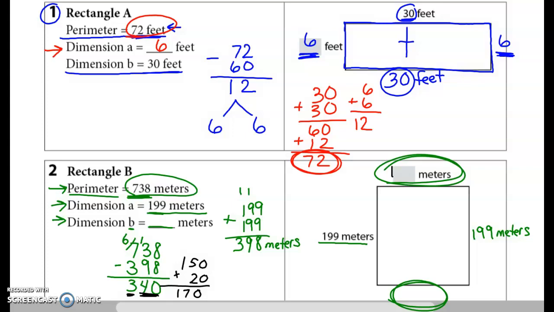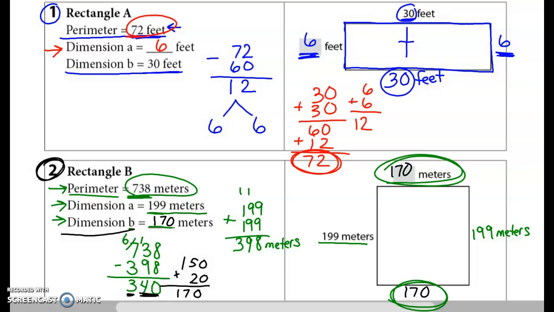So that means 170 meters for the top, 170 meters for the bottom. So when I come back over to problem number 2 where it says dimension B, we can fill that in with 170 meters. So today, you'll be solving a few problems on your own. It's more of a story problem format where you're given a perimeter and one of the side dimensions, and you'll need to determine the missing dimension. There'll be a few challenge problems. Don't forget to stick with those and really give it your best shot.